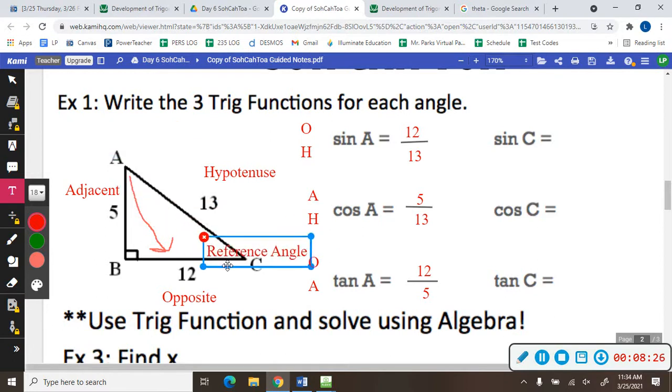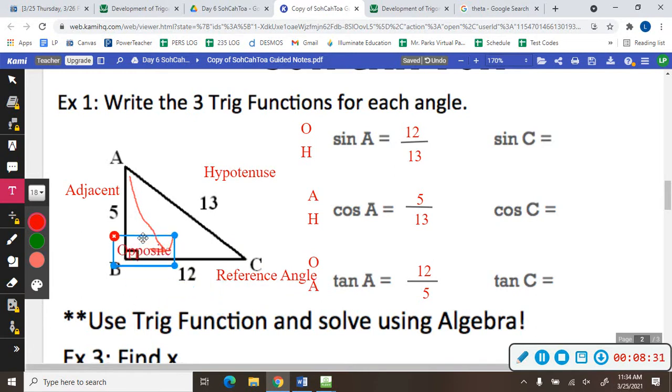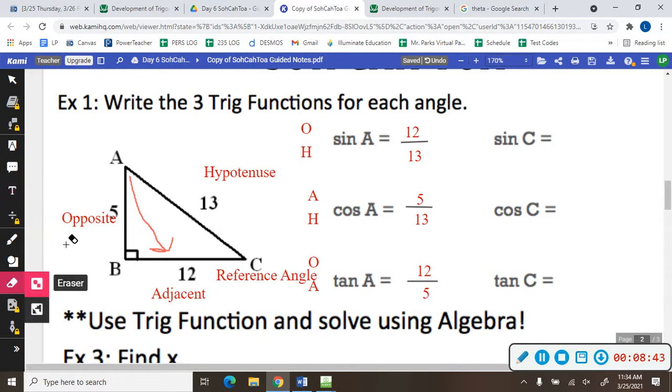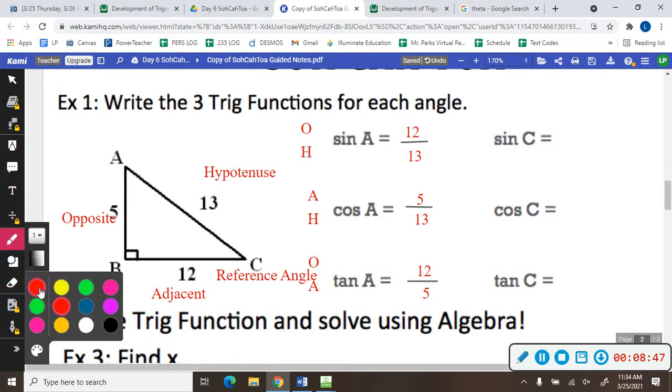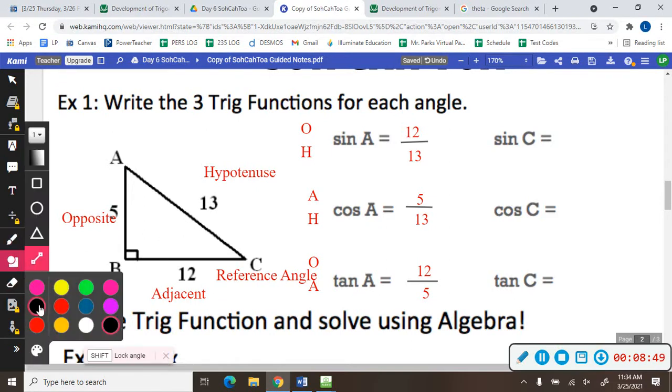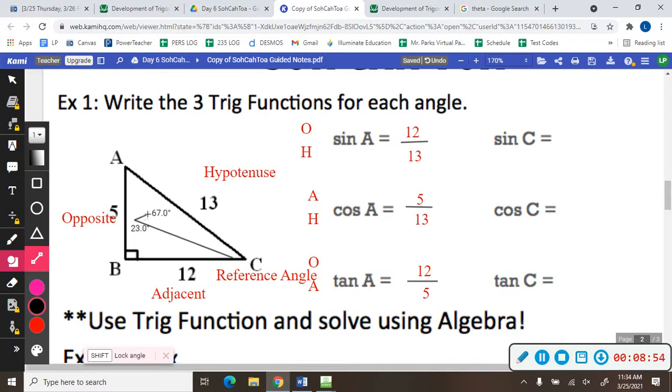The reference angle is going to be over here now for C. Opposite is now going to be over here. And adjacent is now going to be over here. So go ahead and fill in the ratios on this side and see what you get. And we could go ahead and also erase the arrow, because now opposite is right there. Go ahead and fill in the fractions on the side.